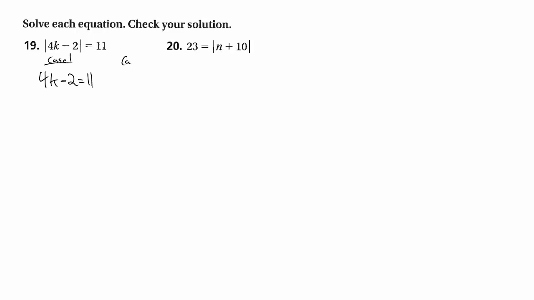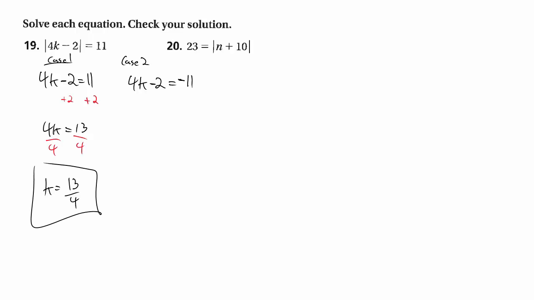All right, let's do another one. This is similar to the case we did with the absolute value inequalities, except it's an equation. Using two cases, make one case where you set the stuff equal to the positive 11, set the stuff equal to the negative 11, and solve the equation like normal.